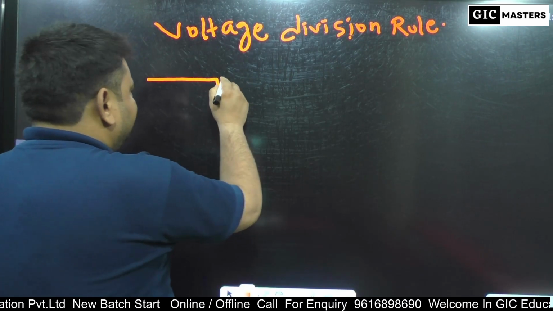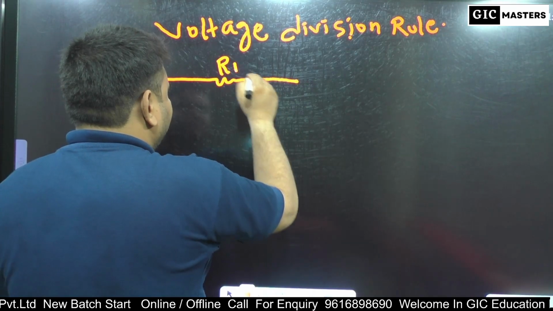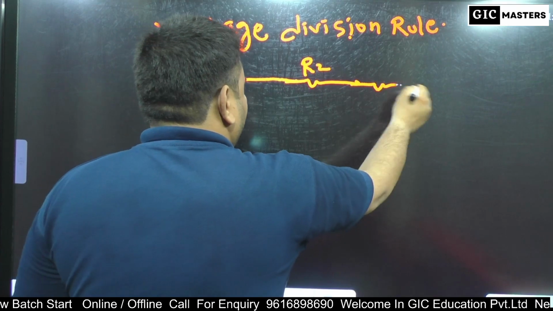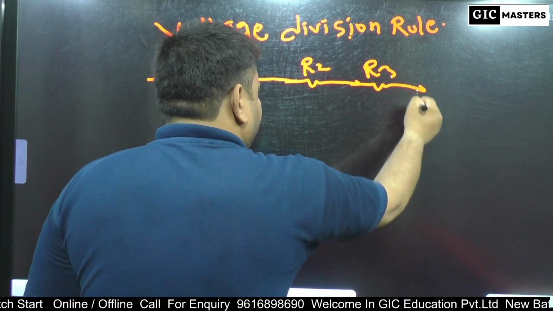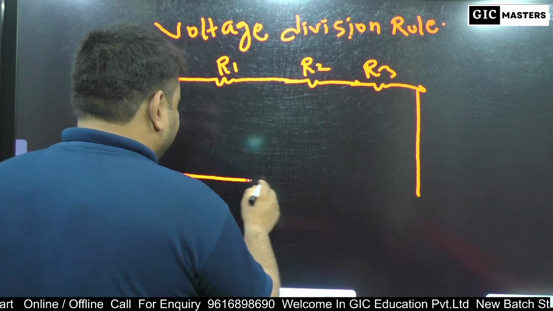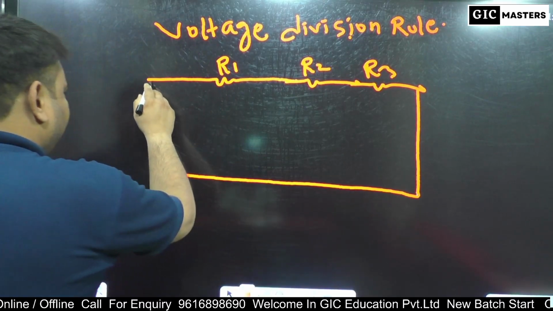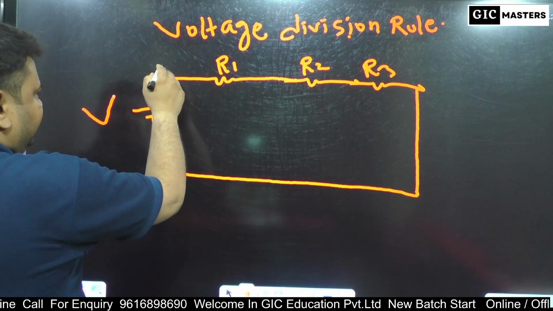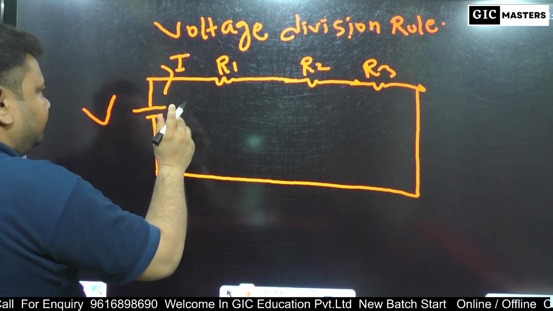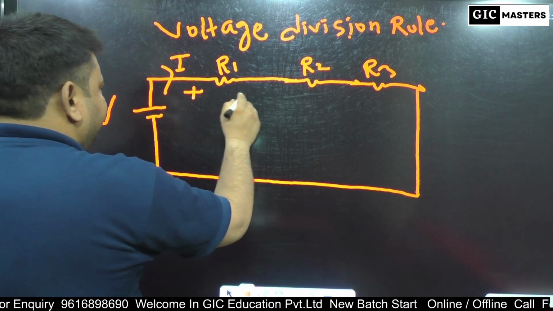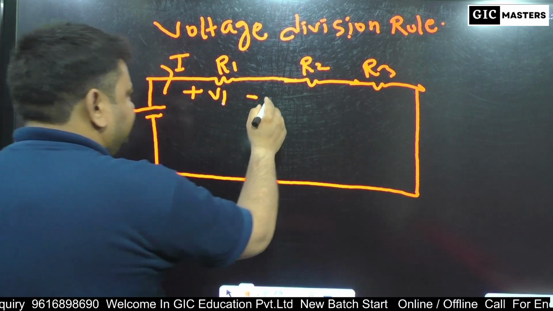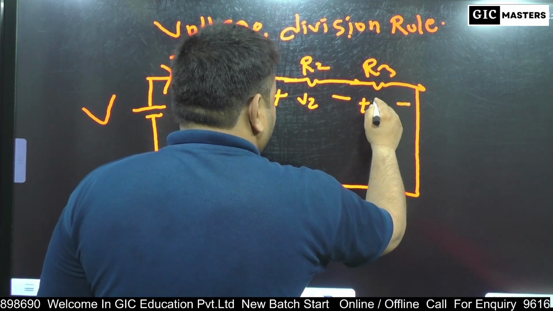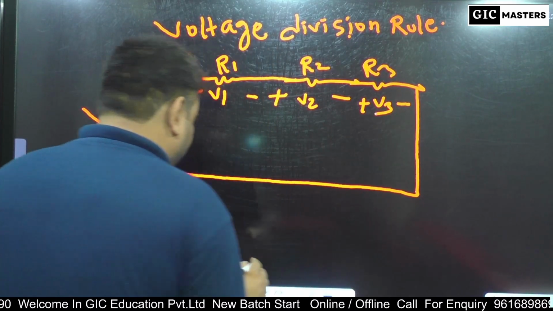Suppose there are three resistors R1, R2 and R3. These resistors are connected in series and also connected to a DC voltage source. Current I flows. V1 is the voltage across R1, V2 is the voltage across R2, and V3 is the voltage across R3.